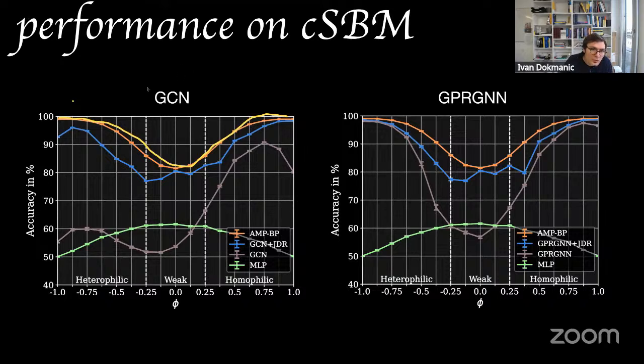Now for a graph convolutional network, you see that the GCN performs very poorly for heterophilic graphs. We know that from before. It performs okay for homophilic graphs. But the blue curve is GCN after using JDR, and you can see that the performance is really great. It improves by a lot. So a simple GCN performs quite close to the optimal estimator after running JDR. You can do the same for GPR-GNN, and again the blue curve is improved, in this case when the graph is weak but the features are good.